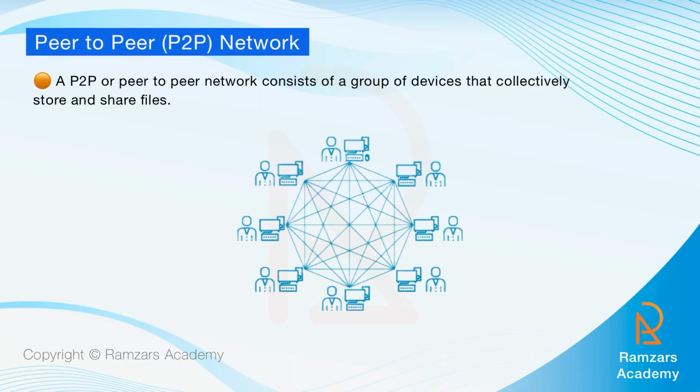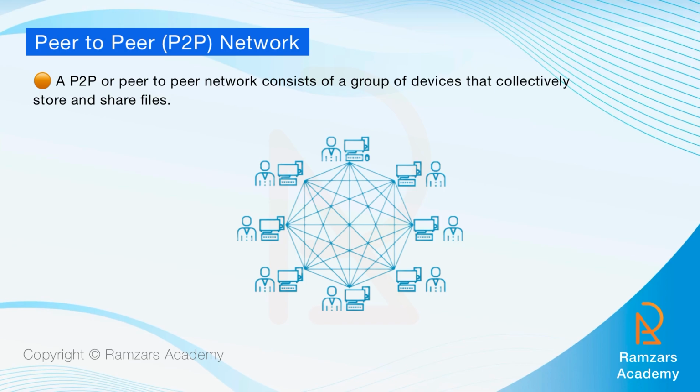A peer-to-peer network consists of a group of devices that collectively store and share files. In such a network, each participating node is an individual peer. Each node is the same and performs the same tasks. Each node stores a copy of the files. A peer-to-peer network is different from a traditional client-server system, as a node can act as both client and server here.